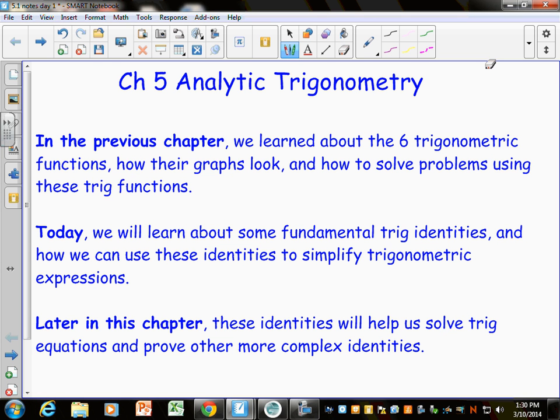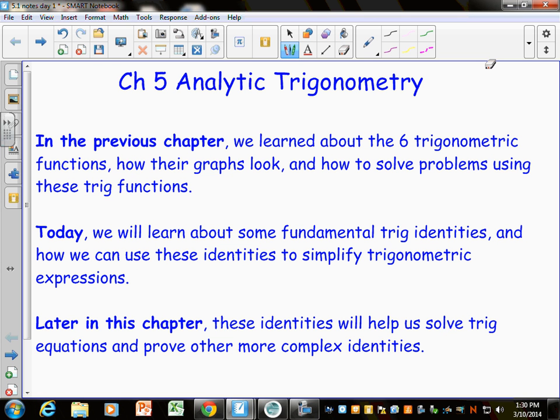So in the last chapter, we learned about the trig functions, their graphs, and all that fun stuff. Today, we're going to review, which I already gave you the fundamental trig identities, but we're going to show how we can use them to simplify. And later in the chapter, we're going to learn how to solve equations and prove trig stuff. So it's not terrible today.